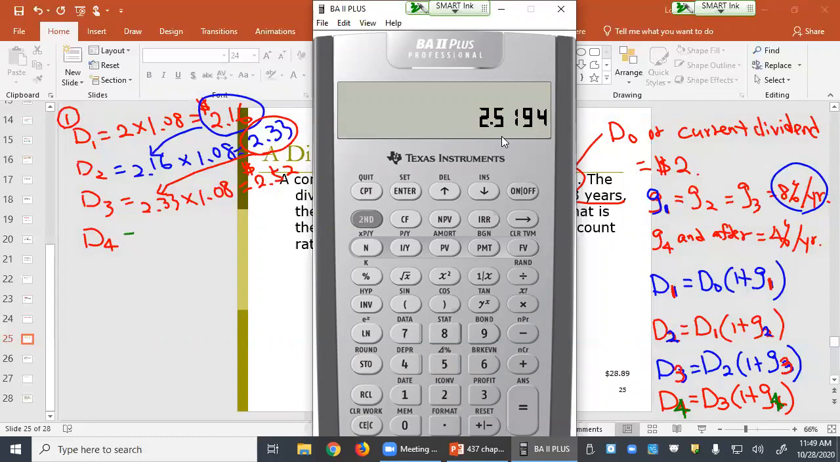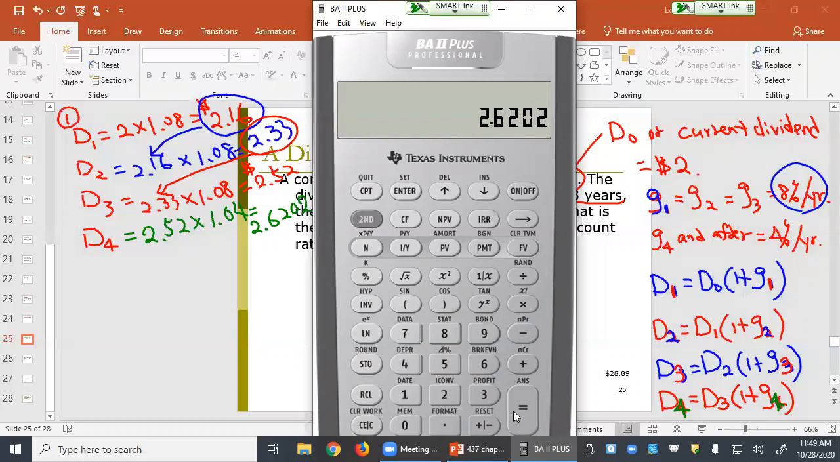So D4 equals D3, which is the 2.52, times 1 plus G4. G4 is here, 4% on the right-hand side, so times 1.04. Again, to avoid a rounding error, I will use the output that I have in the calculator and multiply it by 1.04. Now, in the very last dividend, because we're getting ready to use the constant growth equation, do not round off anything. This minor rounding error can cause you big problems later.